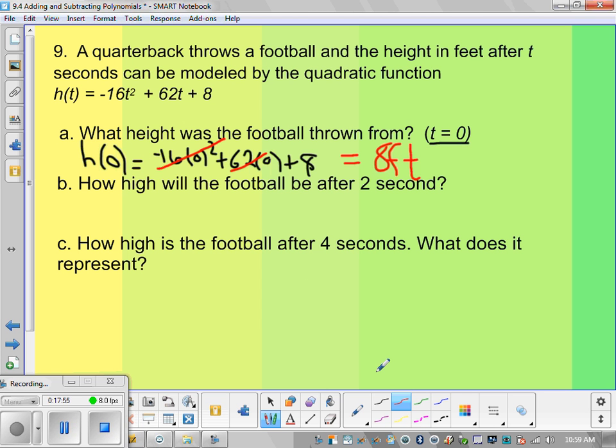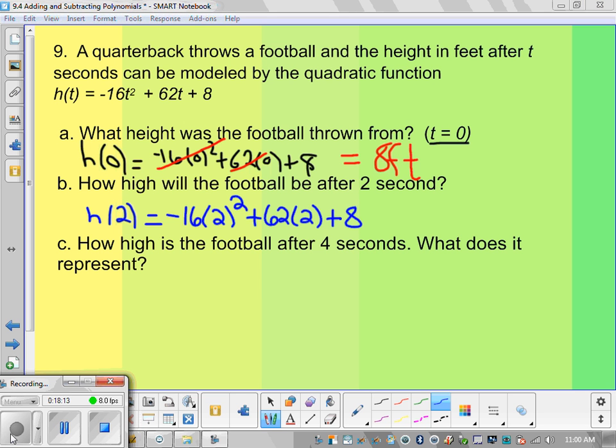The next question is the same idea, where we want to know how high the football is after 2 seconds. So now you're going to sub in a 2. So take a moment, sub it in, and then come back and check your answer. So how did you do? Were you able to simply sub it in?